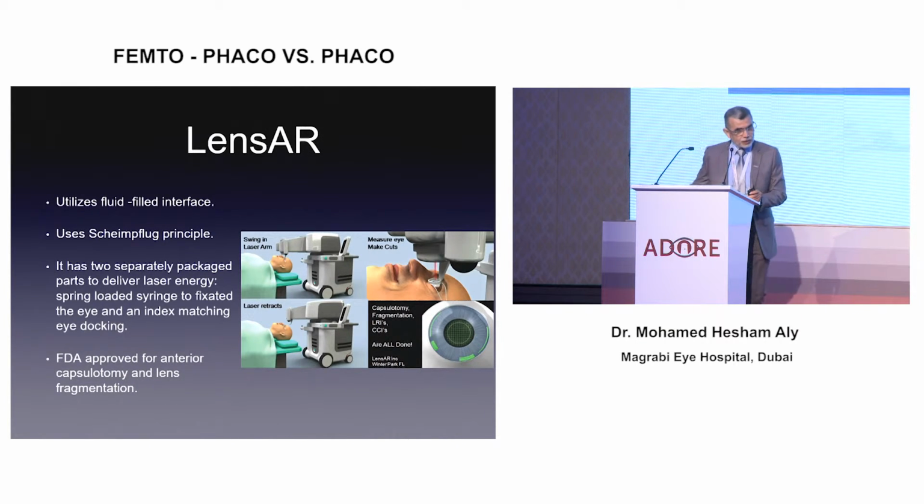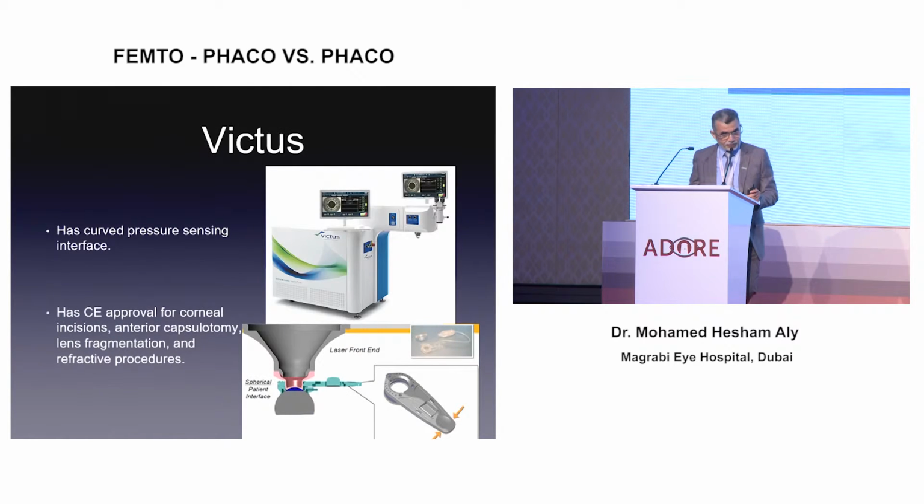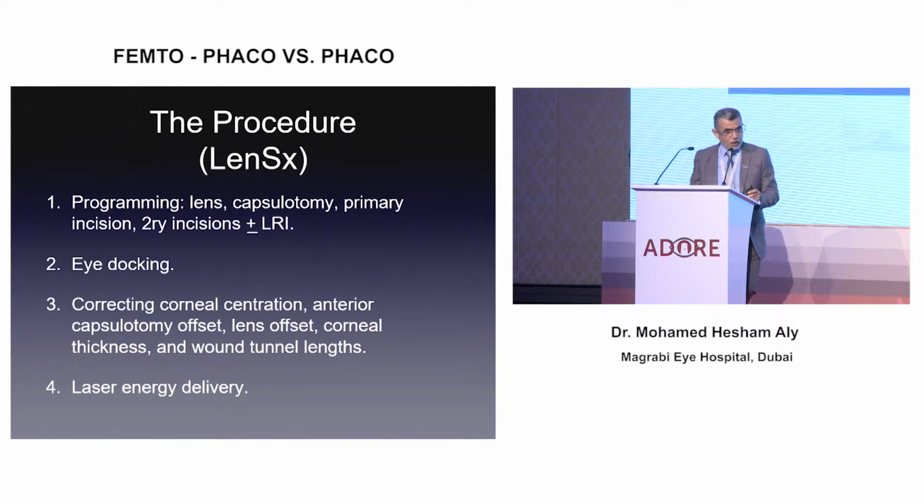The LENSAR utilizes a fluid-filled interface. That is how it's different from the others. It uses the Scheimpflug principle, and it is approved for the anterior capsulotomy and lens fragmentation, and not for the refractive procedures. The Victus, on the other hand, has a curved pressure-sensing interface and is approved for the refractive as well as the cataract surgery.